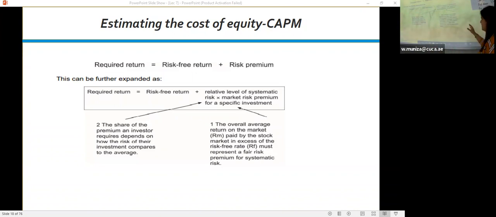Plus, there will be the specific risk, that is unsystematic risk, and this is related to the industries. It will be related to specific industries and will be different for each and every industry. So that is the relative level of systematic risk multiplied by the market risk premium for the specific investment. So this is not basically the formula of CAPM. This is not the formula. It is just telling that CAPM is going to consider both of these things.